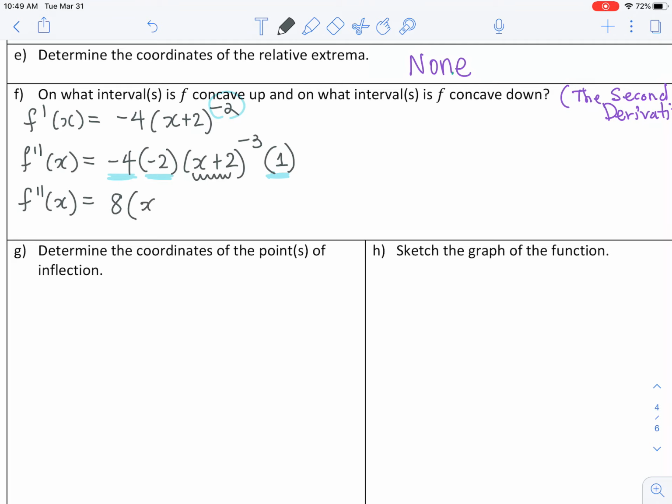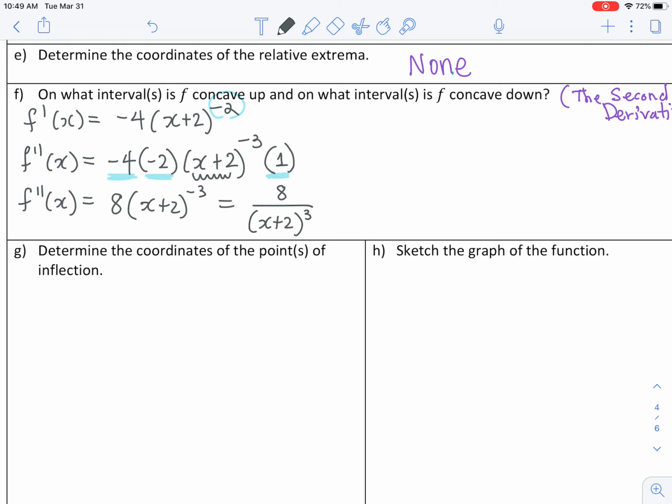Constant, the leading coefficient is positive 8. x plus 2 to the negative third power. If you want to write this in fraction format, a rational format, you can write this as 8 over (x plus 2) to the third power. So we found the second derivative.